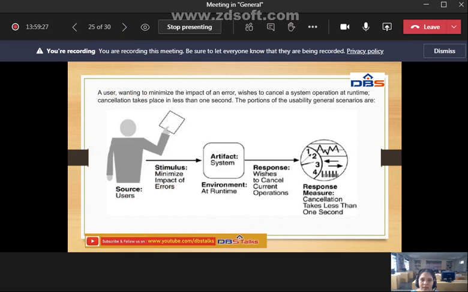Next, this is the architecture for this. Here the ones using it are the users, which is why the end entity is the users. They want to minimize the impact of errors, so the system can perform entirely. Environment at runtime. Response: the user wishes to cancel the current operation. Measure: cancellation takes less than 1 second. So this is how fast it is.